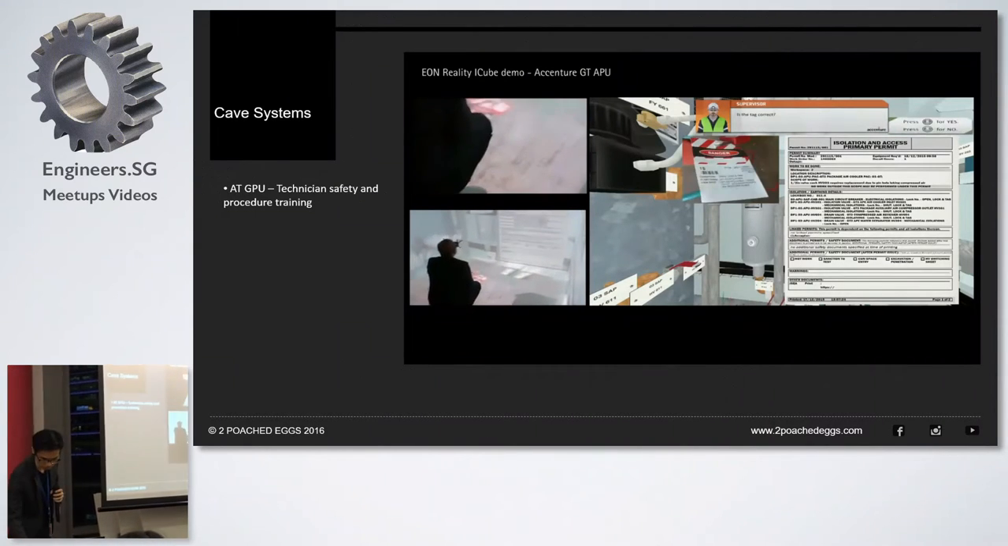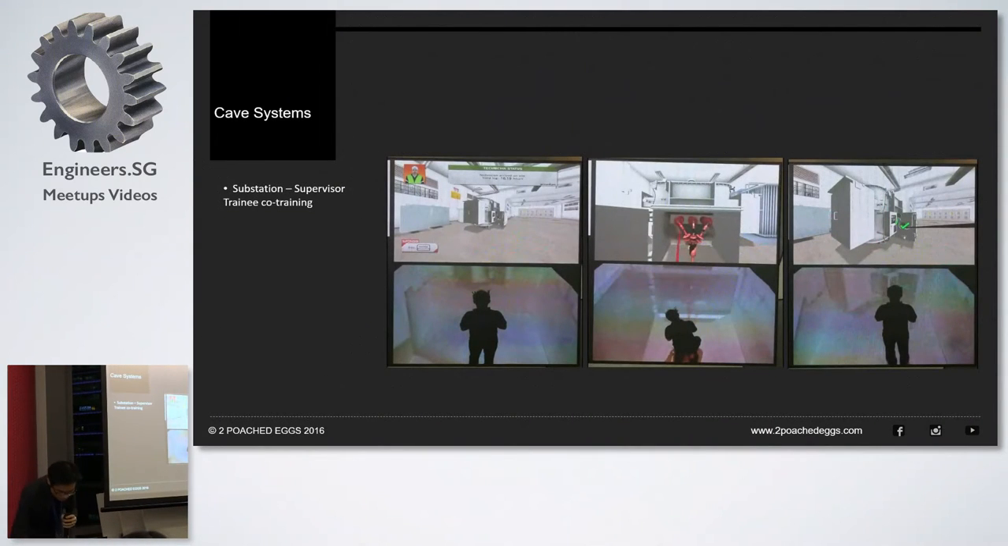Over here is a similar simulation that we did for substation training, so technicians can go in and work with the equipment. We could also role play a supervisor trainee simulation, where a trainer could be sitting outside this environment, watch what the trainee is doing, and send him commands on what to do.